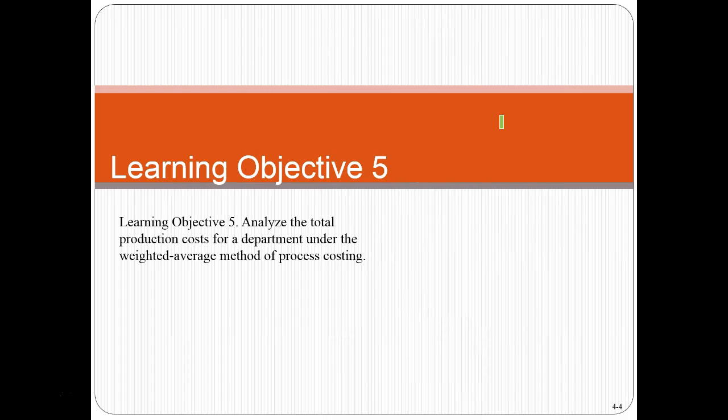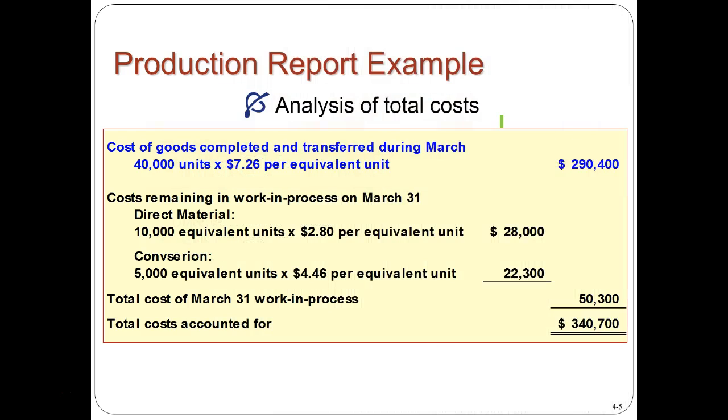Moving on to objective number 6, analyze the total production cost for the department under the weighted average method of process costing. So now we're going to take the cost of goods completed and transferred during March. So this is stuff that we're done with, went from the cutting department. All the fingers are cut out of the glove. It's going to the stitching department now.